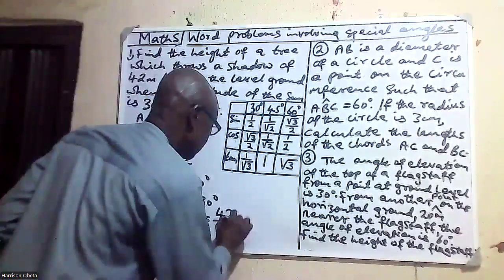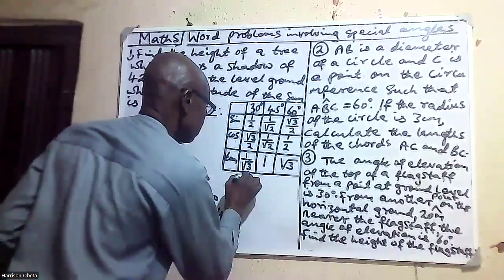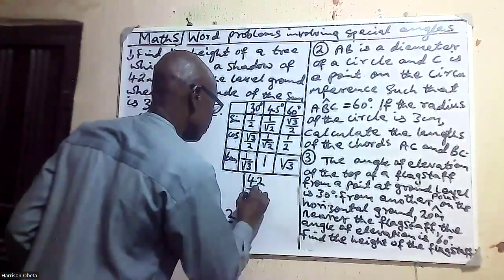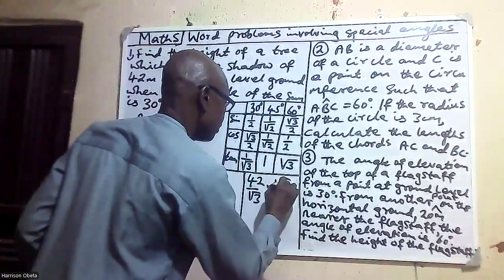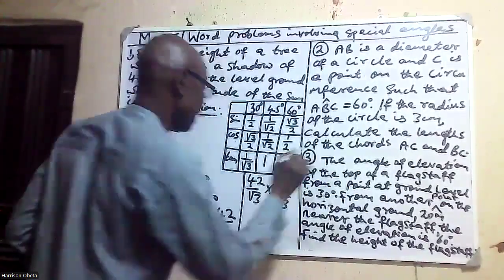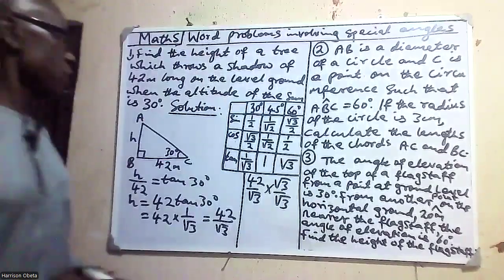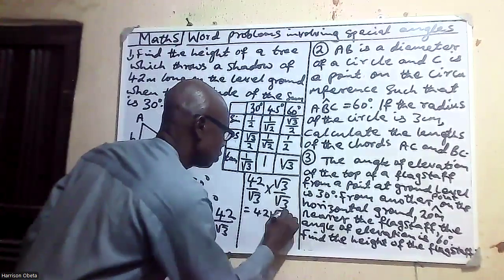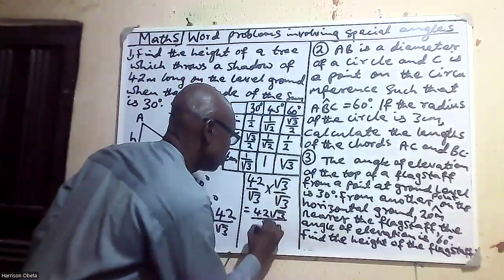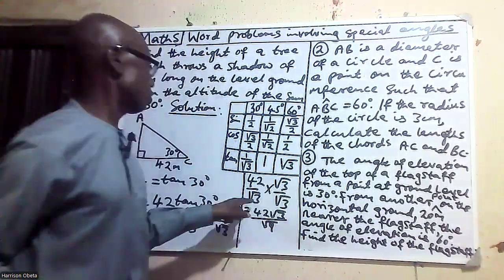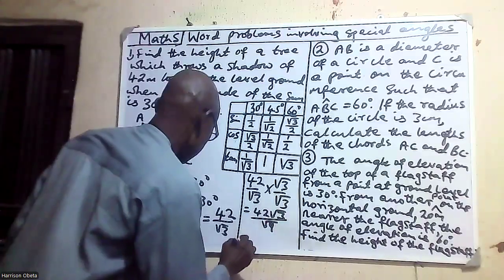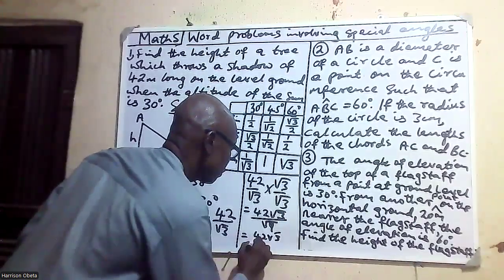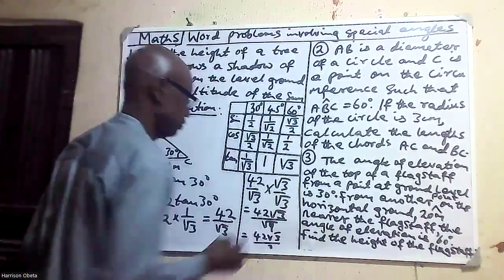So this is the same thing as 42 all over root 3 times root 3 all over root 3. That is rationalizing the denominator. And that will give us 42 root 3 all over root 9, because root 3 times root 3 is equal to root 9. And that is equal to 42 root 3 all over 3.